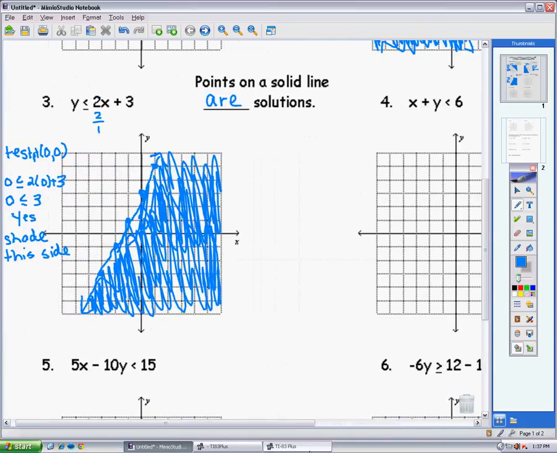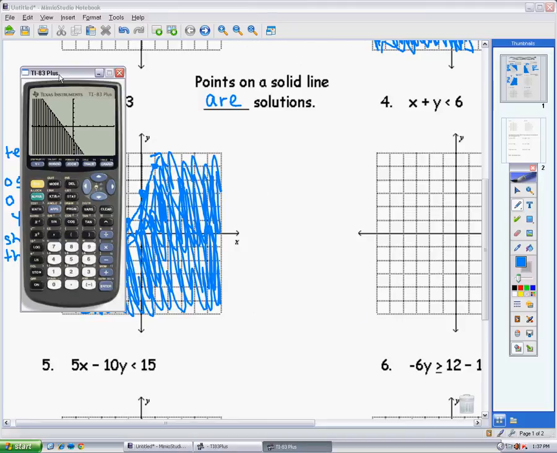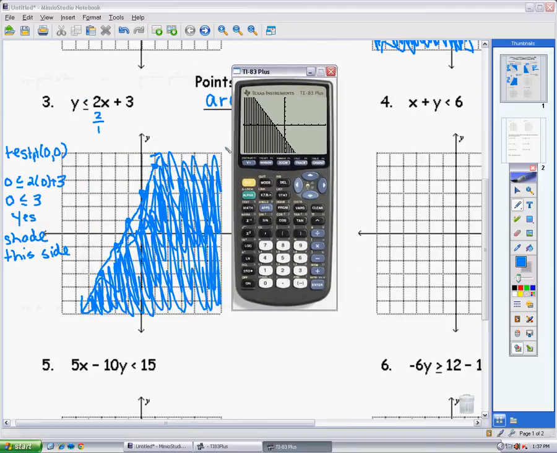Oh, calculator. So I've got y equals 2x plus 3, and my inequality is less than or equal to, so I am going to keep that little bottom left-hand triangle. And my graphs do match. Does shade it less than.